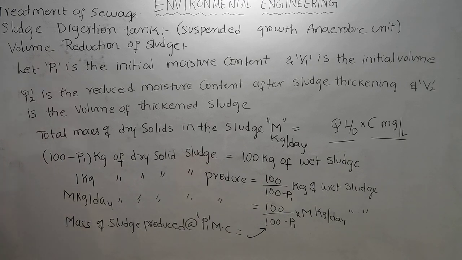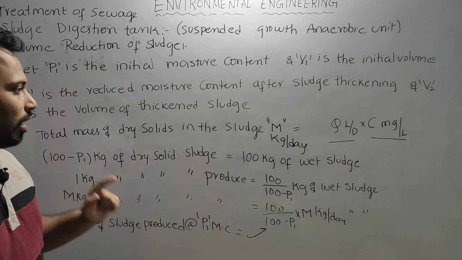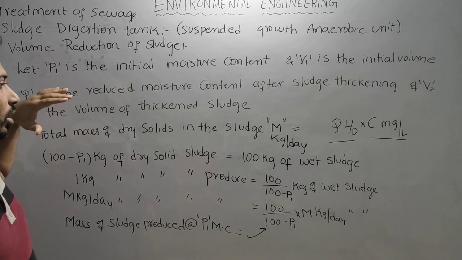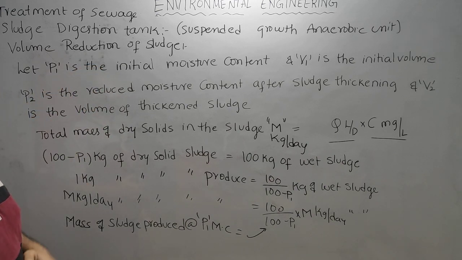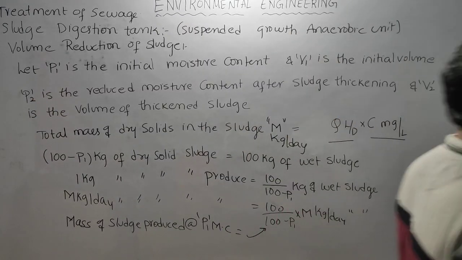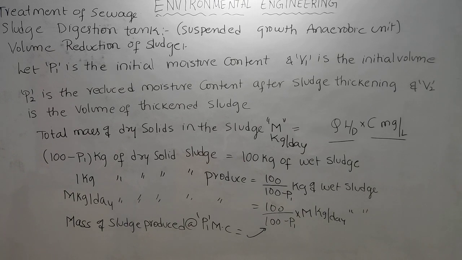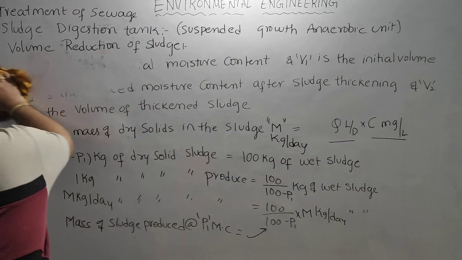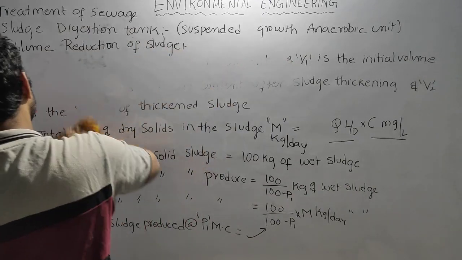Now one more point I would like to add: whatever the solids are, where are they coming from? They are coming from the sludge. Sludge is coming either from the primary sedimentation tank or from the secondary sedimentation tank. Sometimes in the examination they will ask like this. Very important to understand this.